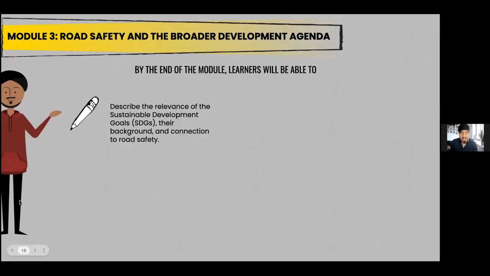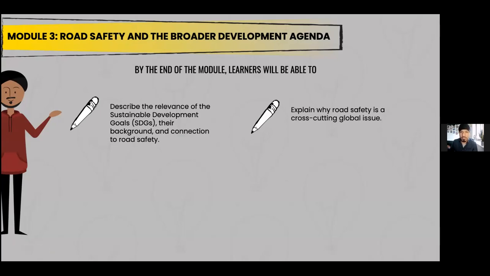By the end of the module, we'll be describing the relevance of the Sustainable Development Goals, the SDGs, their background, and their connection to road safety. We're also looking at why road safety is a cross-cutting global issue.